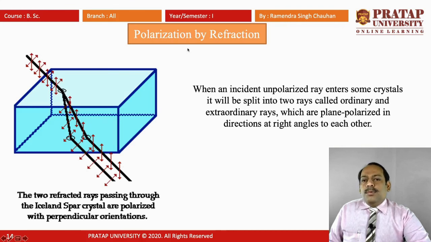Now in the case of polarization by refraction, when a number of plates are there and at every step reflection is taking place, then ultimately we get polarized light at the end, emerging with vibrations parallel to the screen. The two refracted rays passing through the Iceland spar crystal are polarized with perpendicular orientations.